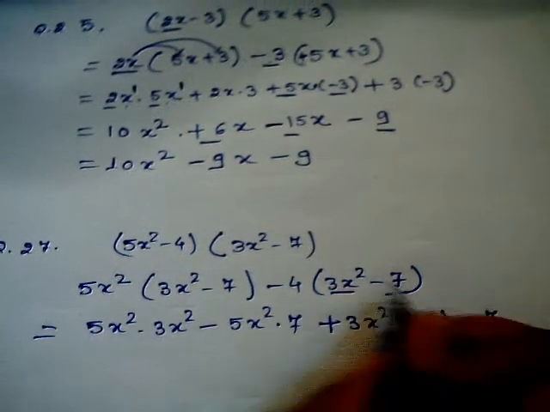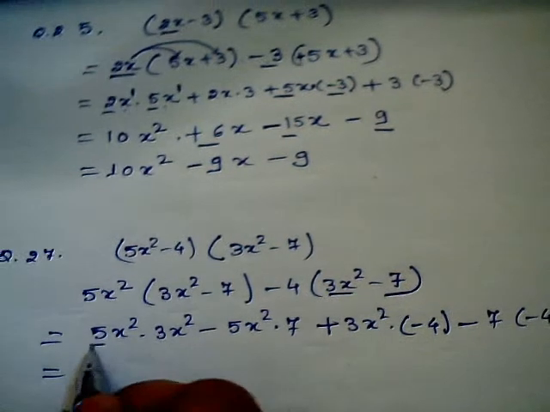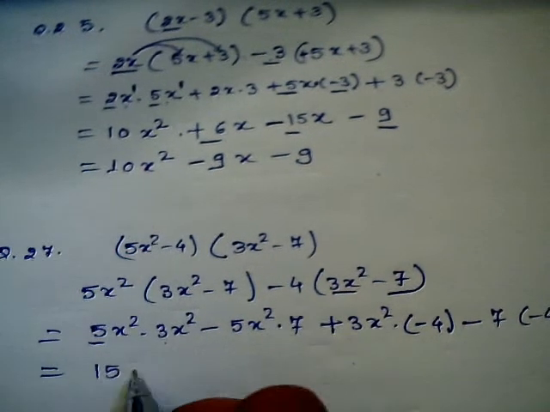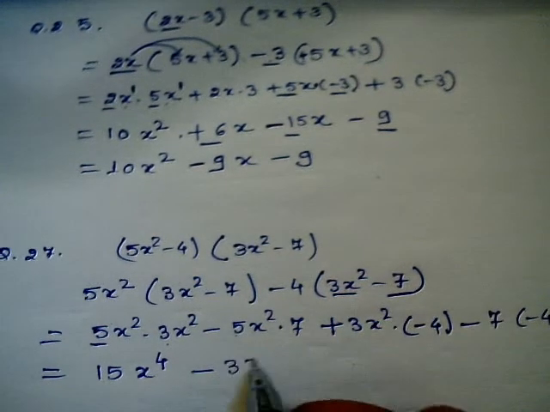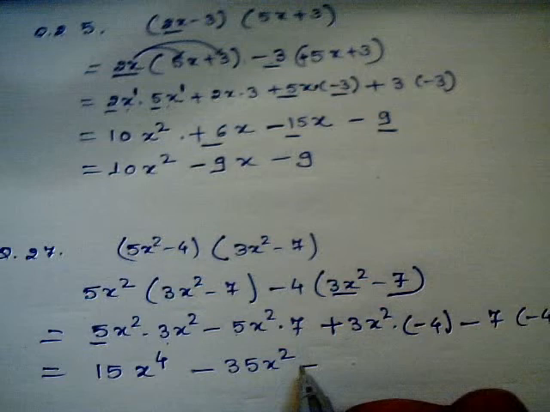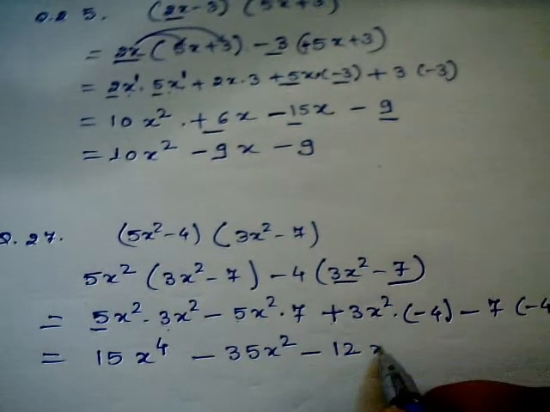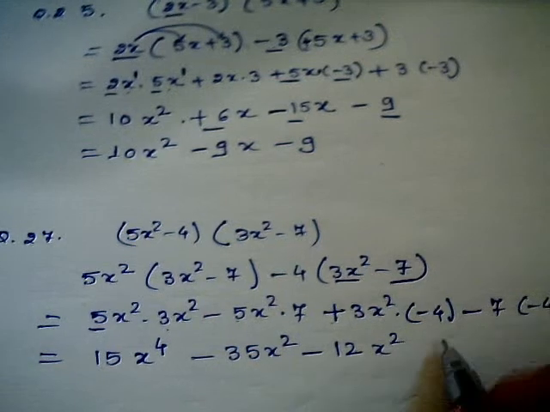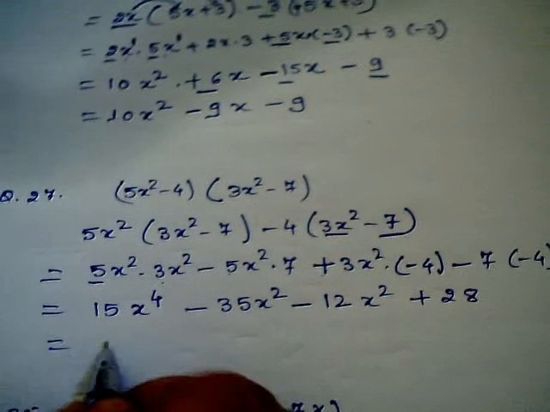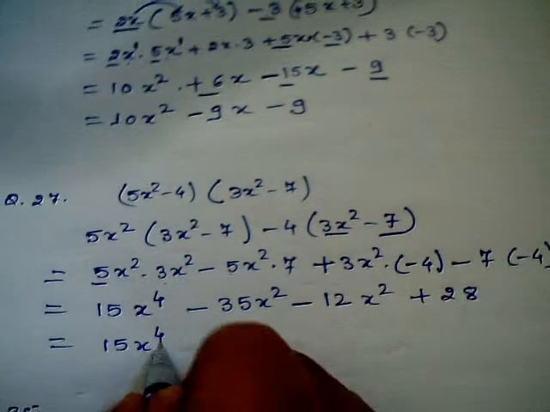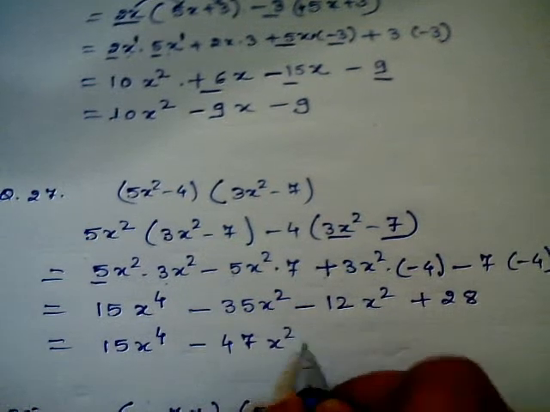This is 5 times 3 is 15, it's going to be x to the power 4. Here 7 times 5 is 35x squared. Here positive 3 times negative is going to be negative. This is negative times negative, which is positive. Now 15x to the power 4, negative gets added, plus 28. So this is how it works, and I think it will be clear to you now.